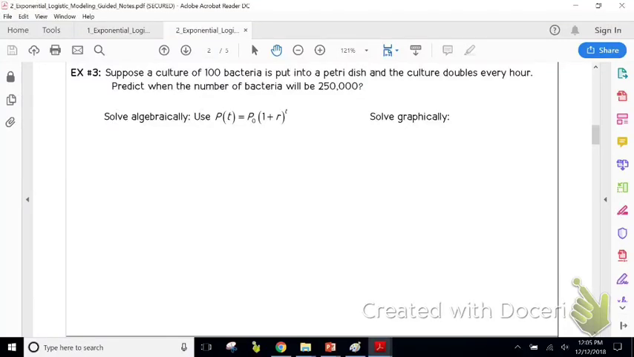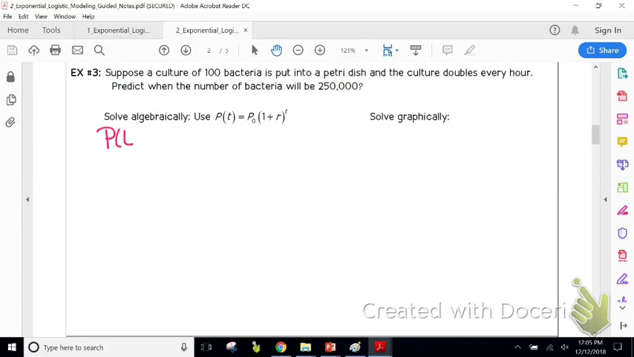Alright, so example 3 says suppose a culture of 100 bacteria is put in a petri dish and the culture doubles every hour. Predict when the number of bacteria will reach, or will be, 250,000. Alright, so let's work on it algebraically first. So let's set up our equation.